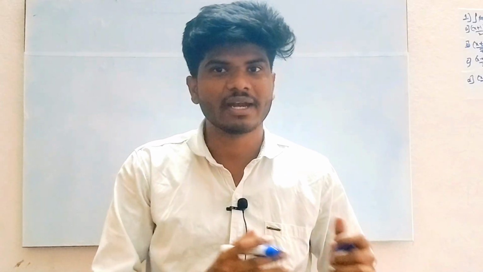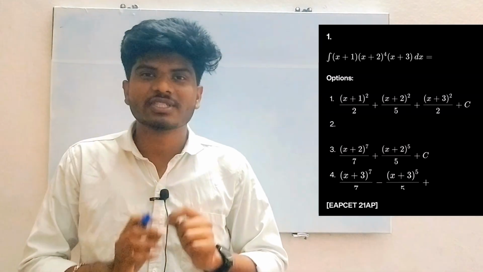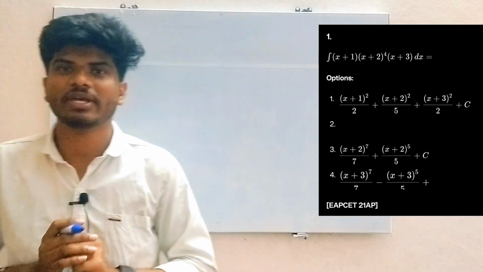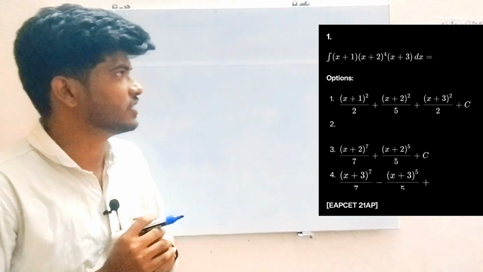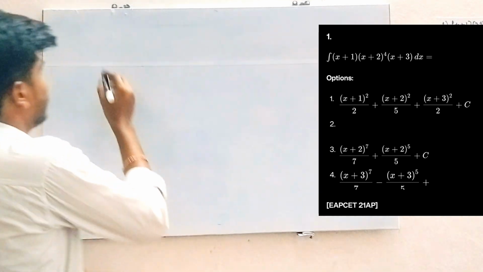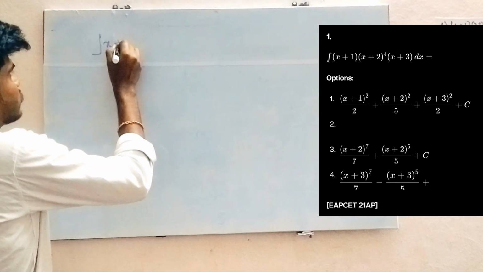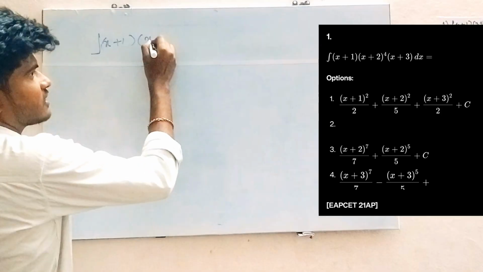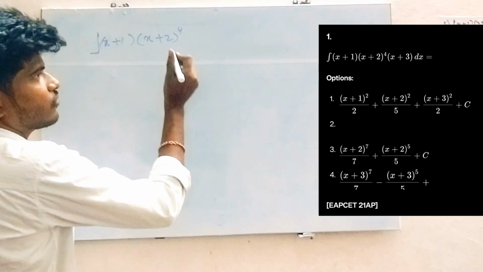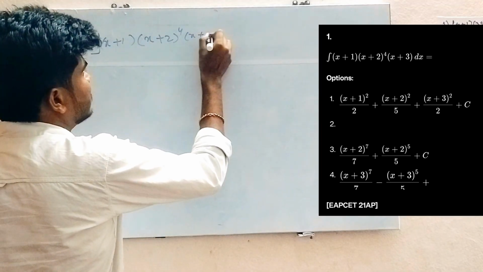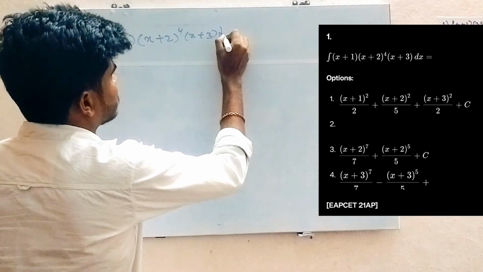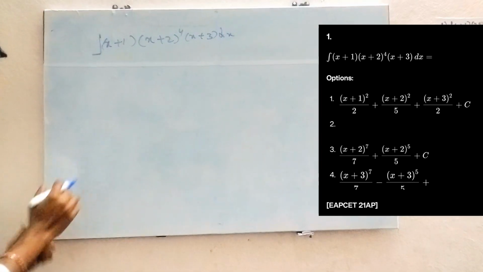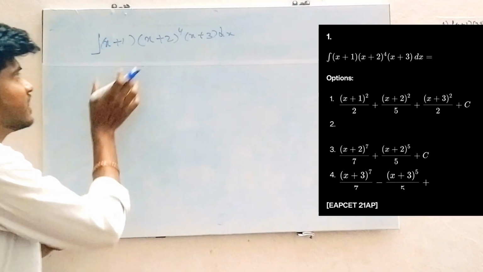Today I will discuss some previous year questions which were asked in the MSET examination, both Telangana and Andhra Pradesh. These questions are asked from the integration topic. Let's see the question. What is the question? Integral of (x+1)(x+2)^4(x+3) dx. How much is this value? Now we are finding the integration of this part.